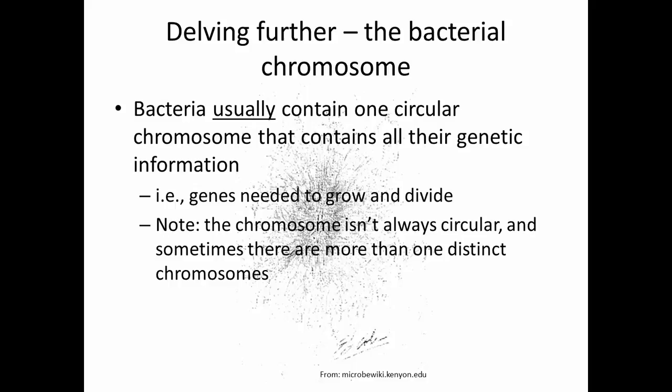So bacteria usually contain one circular chromosome that contains all their genetic information. They have genes that are needed to grow and divide. And you should note that the chromosome isn't always circular. In the case of E. coli, it is circular. Sometimes there are more than one distinct chromosomes. Again, it depends on the bacteria. There's a lot of bacterial diversity.